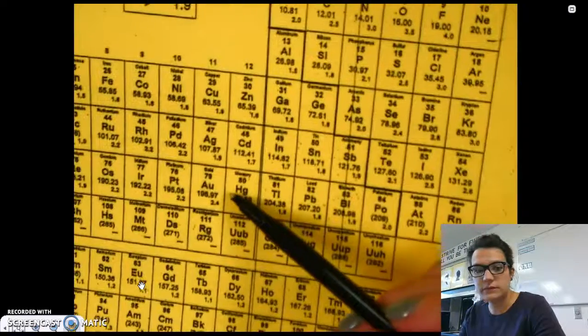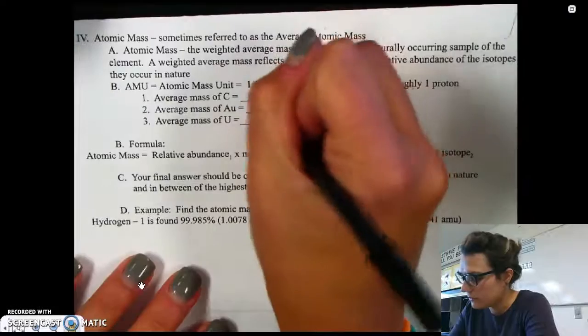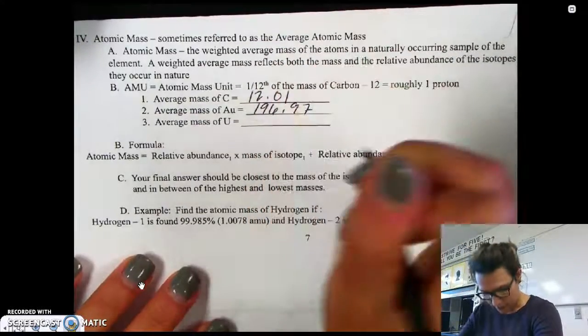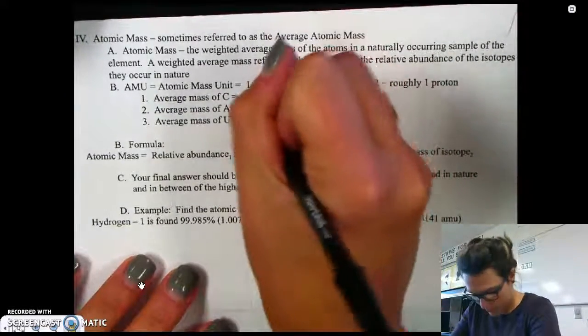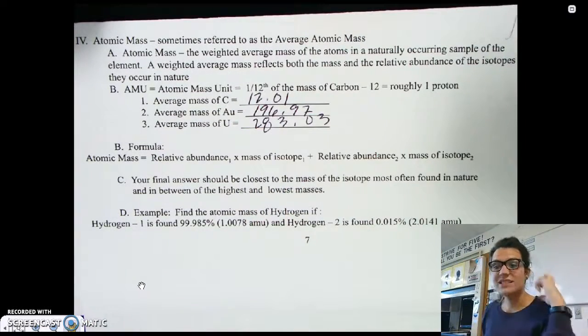I don't know why I didn't write 1. Gold is 196.97. And then if I was to look at uranium, it would be 283.03. Okay? So that's the difference.